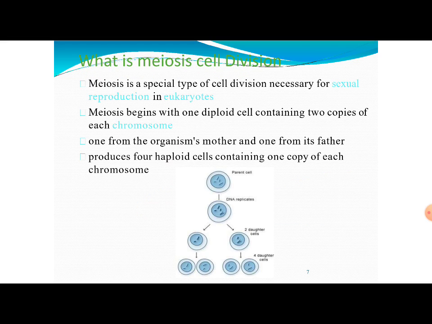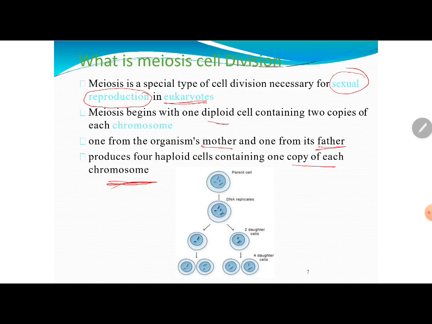Now, what is meiosis? Meiosis is a special type of cell division which is necessary for sexual reproduction in eukaryotes. Meiosis begins with one diploid cell containing 2 copies of each chromosome, one from the organism's mother and the other from its father, and produces 4 haploid cells containing 1 copy of each chromosome.